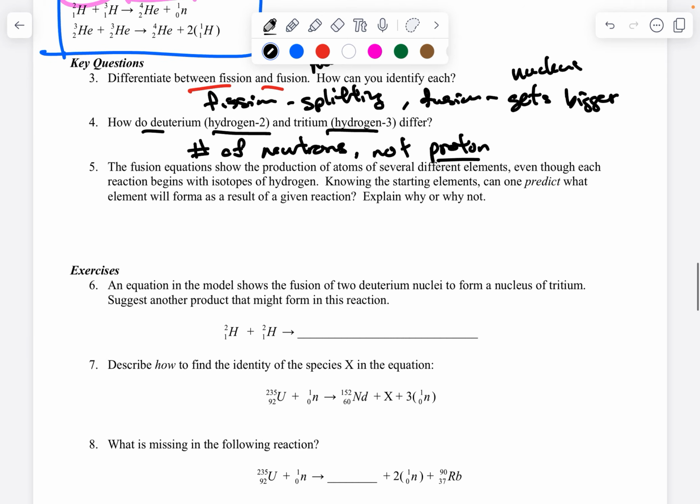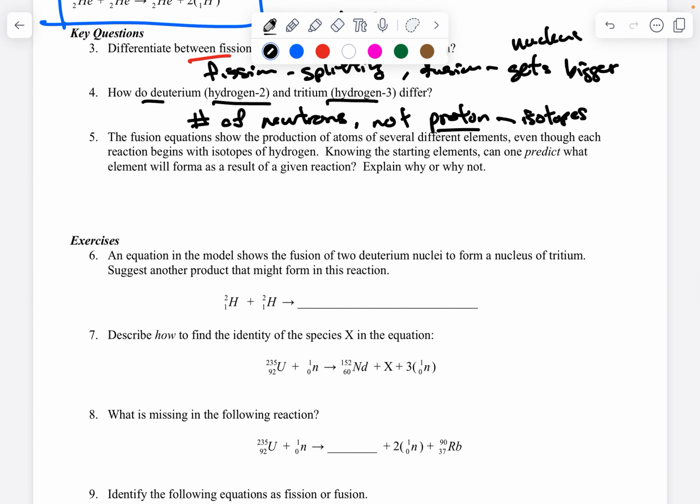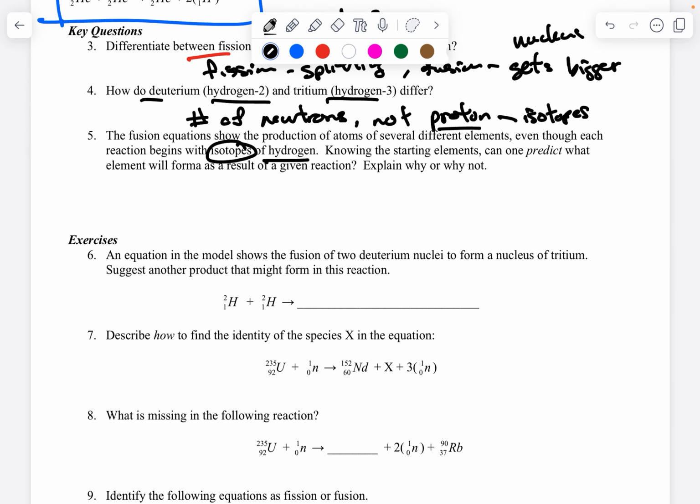That's something you have to remember. And this applies for isotopes as well, like any other isotopes that we're talking about. The fusion equation shows the production of atoms of different elements, even though reactions begin with isotopes of hydrogen. Knowing starting elements, can one predict what element will form? The answer is no.